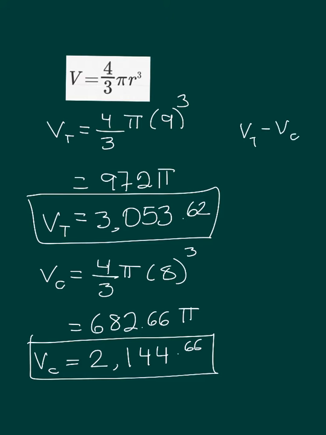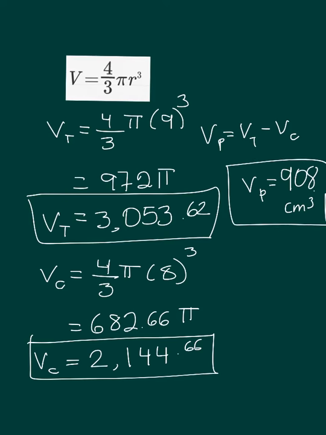So the volume of the peel will be, if you agree with me, the volume of the total minus the volume of the center. That will be the volume of the peel. So if we want to estimate it, that will be 3,053.62 minus 2,144.66, and that is equal to 908. So these are cubic centimeters, the estimated volume of the peel.